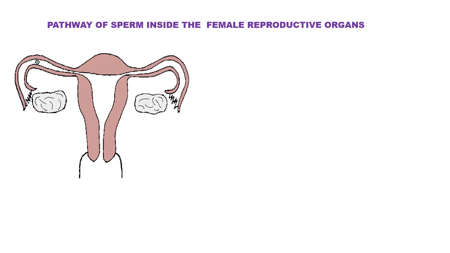Now this is a very important pathway of the sperm inside the female reproductive organs. This is a very important part of reproduction, because before fertilization the sperm has to know the path. In this we can see that the ovum is released from the ovary and comes into the fallopian tube, and the sperms which are deposited in the female vagina take a path and go towards the ovum and get fertilized. Once fertilization takes place, a zygote is formed.